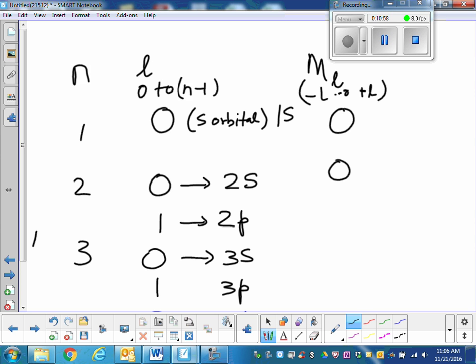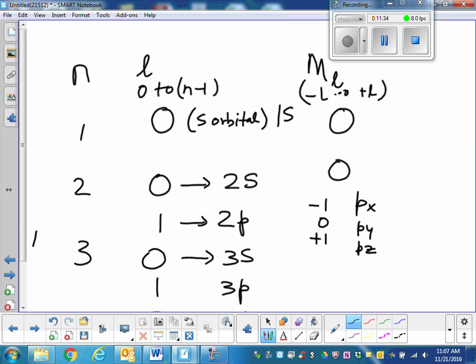But when you have L equals 1, ML can have a value of minus 1, 0, and plus 1. Are there 3 different orientations? They talk about the px, the py, and the pz orbital. Therefore, when you have the p orbital, how many are there? 3. Does that make sense?